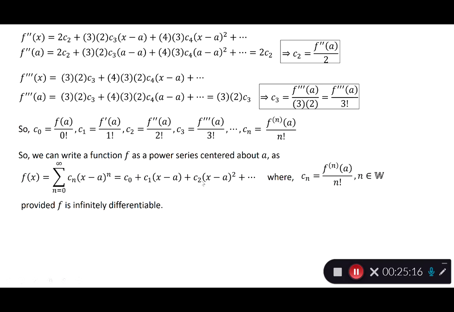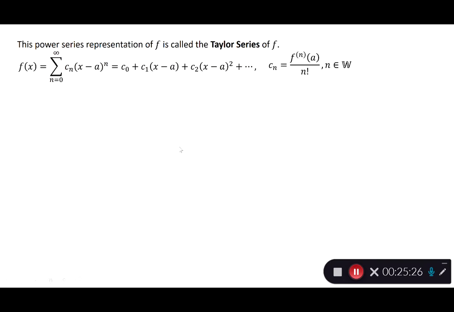Cool? That's the key. And this is what Taylor and Maclaurin found. If you want to write a function as a power series, then this is the way you can accomplish it. Now, there is another guy called Maclaurin. Maclaurin found the same thing, more or less around the same time. That's why they were both given the credit.